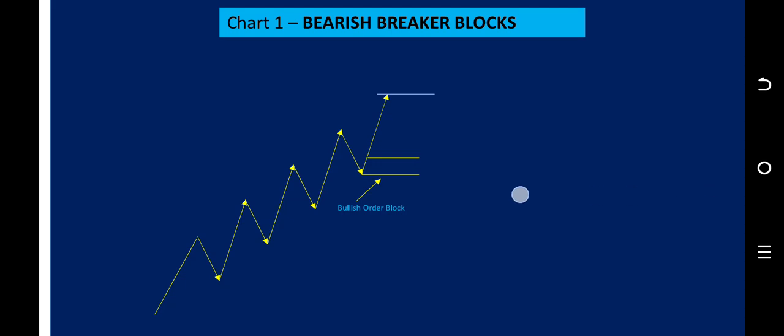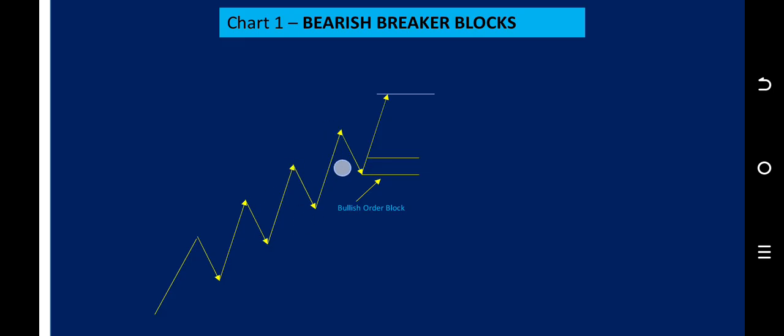Now, as you can see, this is actually a bullish trend. Price went up, retraced back, went up again, retraced back, went up, retraced back, and it continues that way. As it's retracing, it is forming order blocks. When it went up again, it came down to form an order block, it went up to form another order block, and likewise this too.